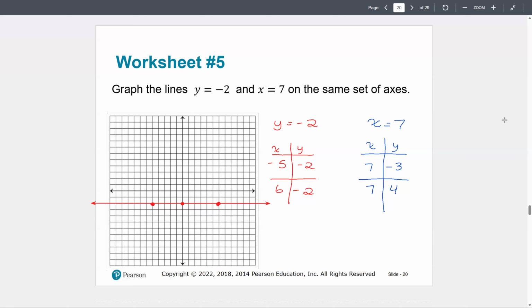If x equals 7, then what we see here is that x is going to be 1, 2, 3, 4, 5, 7. That's where x equals 7. That's my x-intercept, and it doesn't matter what y is. X always stays 7. So we could be here at 7, 4, because if y is 4, x still has to be 7. If y is -3, x still has to be 7. So we get a vertical line here.